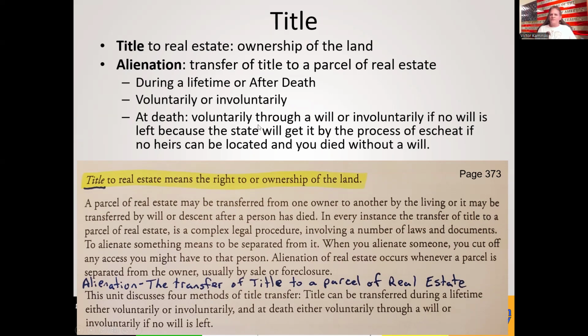At death, it can be done voluntarily through a will, your last will and testament, or involuntary if you did not have a will, because the state will then get it by the process of escheat. If no heirs can be located and you died without a will, the property will revert to the state and they will get the ownership. Now, title to real estate simply means the right to or ownership of the land. So let's highlight that. And alienation is the transfer of title to a parcel of real estate.